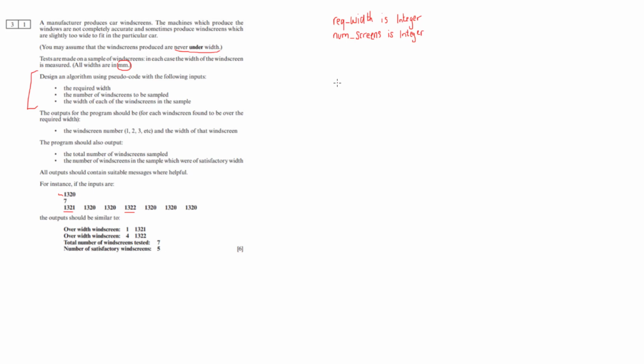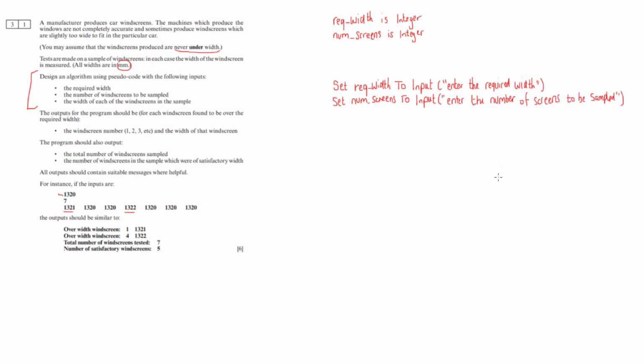Now in pseudocode, when we set a variable, we initialize it. We use the word set, and I'll say set req width, set required width to input enter required width. I'll also ask them to input the number of screens. Enter the number of screens to be sampled. So this first variable, required width, will hold, if using our test data, 1320. The second one will hold the value of 7. And now I need to get 7 entries into my system.